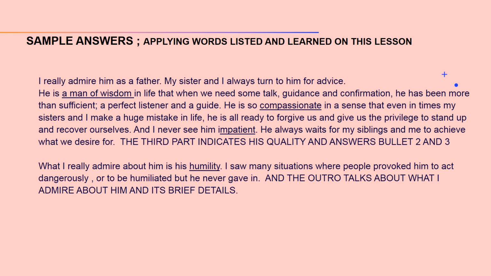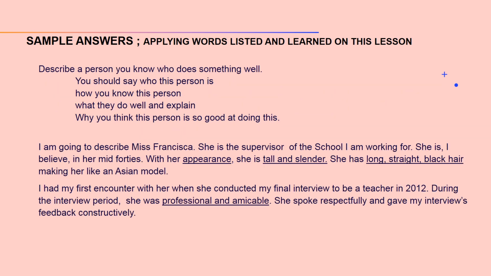Looking at the sample answer, the underlined words are some of the words we need to memorize and understand to be able to provide appropriate answers. Let's answer another part 2 question. Describe a person you know who does something well. You should say who this person is, how you know this person, what they do well, and explain why you think this person is so good at doing this. Here is a sample answer.